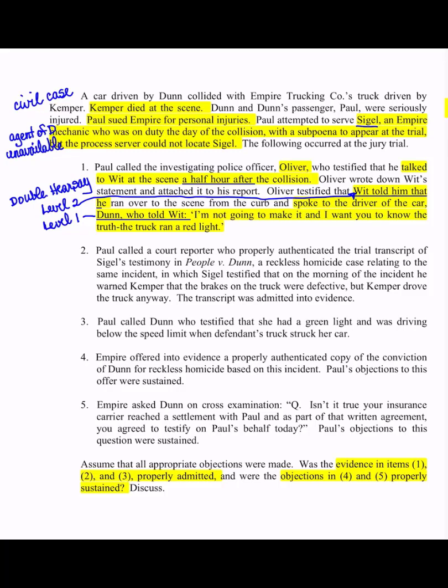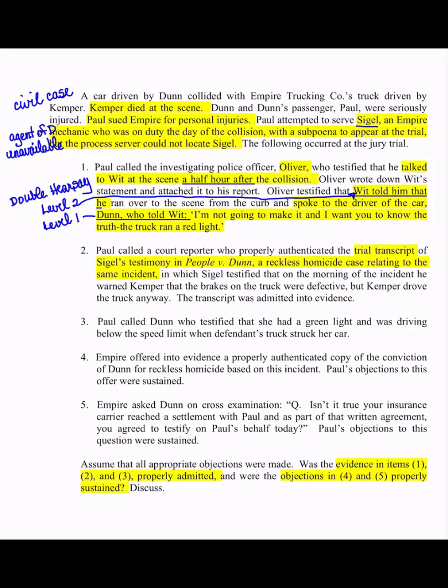What about call 2? Call 2 says, Paul called a court reporter who properly authenticated the trial transcript of Siegel's testimony in People v. Dunn, a reckless homicide case relating to the same incident, in which Siegel testified that on the morning of the incident he warned Kemper that the brakes on the truck were defective, but Kemper drove the truck anyway. The transcript was admitted into evidence. Okay, what's the logical relevance here? Well, if Kemper was warned that the brakes were defective and he drove it anyway, doesn't that help prove that he was negligent? So I see logical relevance here.